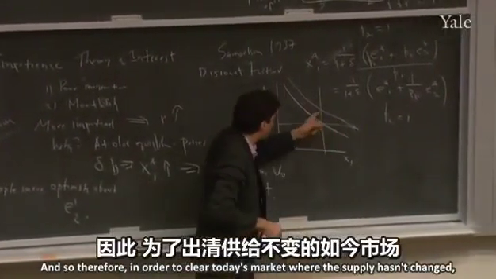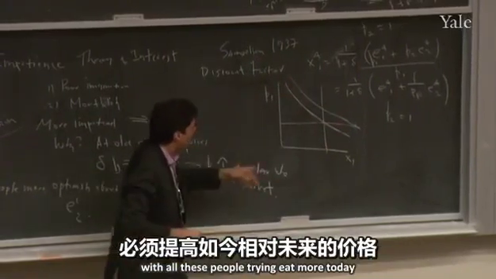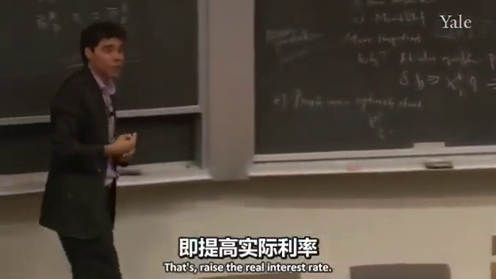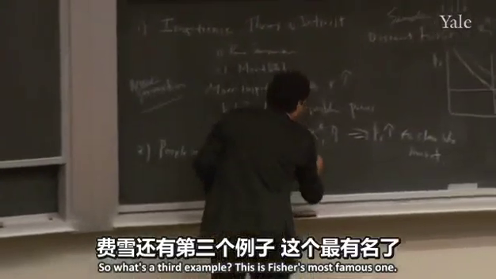And so therefore, in order to clear today's market, where the supply hasn't changed, with all these people trying to eat more today, you have to raise today's price relative to tomorrow. That's raise the real interest rate. Okay, so what's a third example?